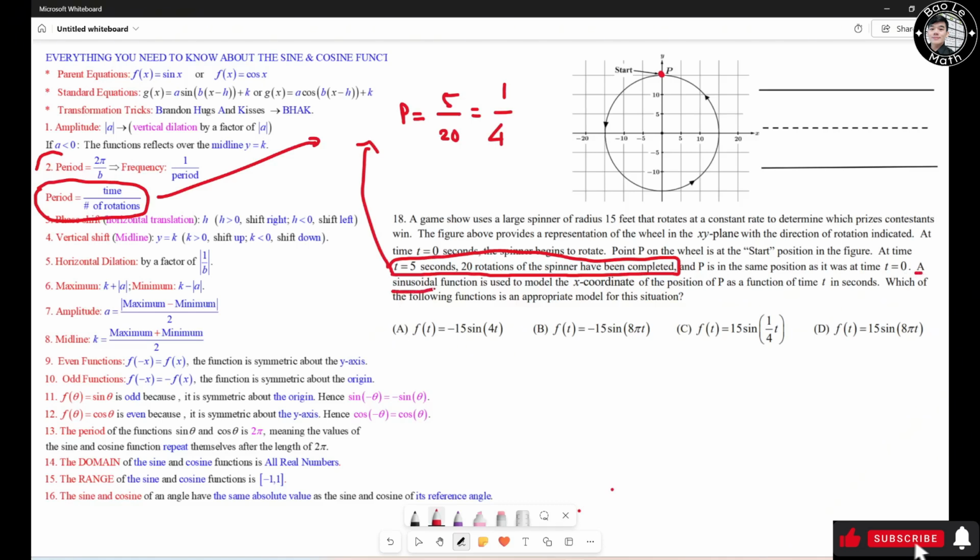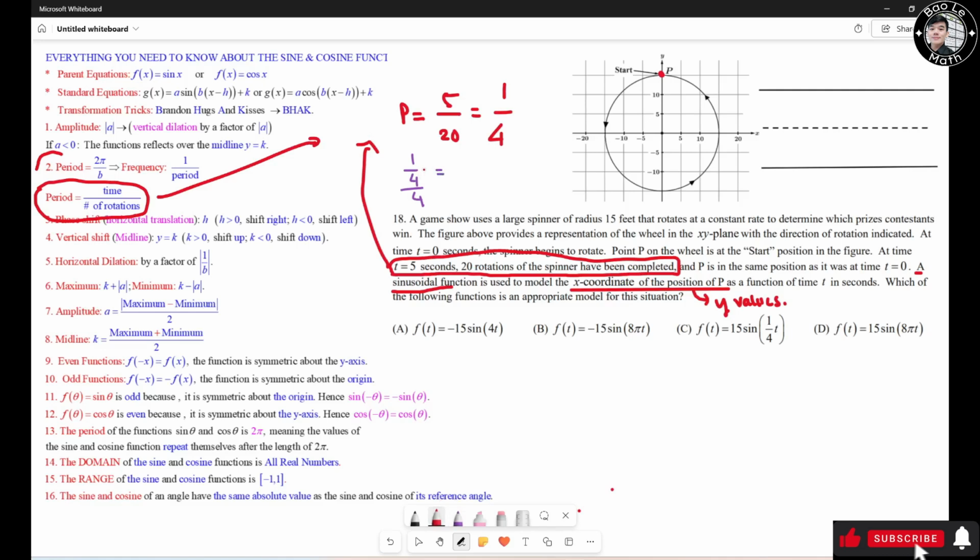A sinusoidal function is used to model the x-coordinate of the position of P as a function of t in seconds. So the y value is the x-coordinate, so keep that in mind. This is the y values. The x values is time t. So we have the period is 1 over 4. We need to divide 1 over 4 into 4 quarters. So we have 1 over 4 divided by 4. It turns out to be 1 over 16.